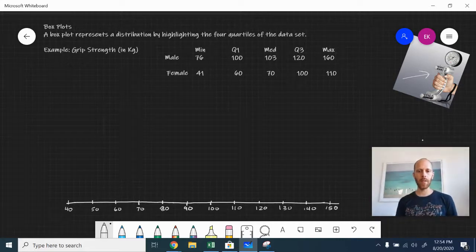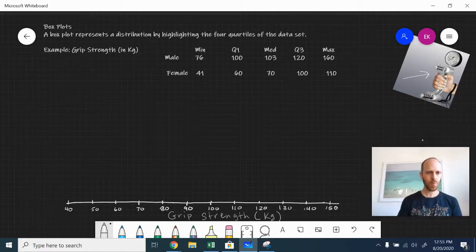First, you need to make yourself a little number line. And on that number line, make sure that you include a label. So these are going to be grip strengths, and it's measured in kilograms of pressure. And then let's suppose we start with the males.